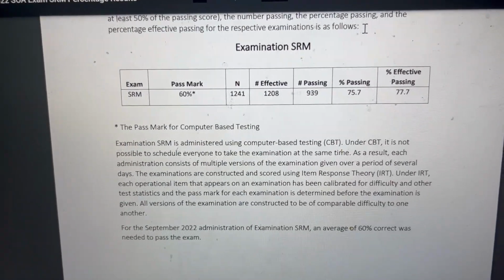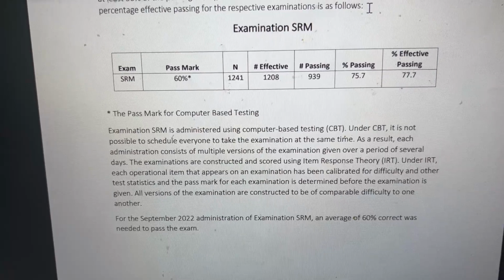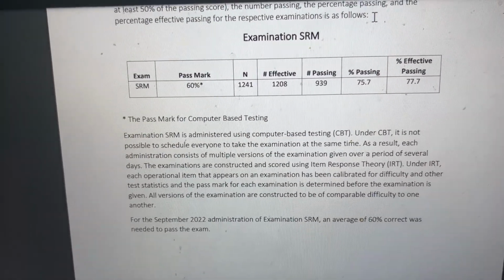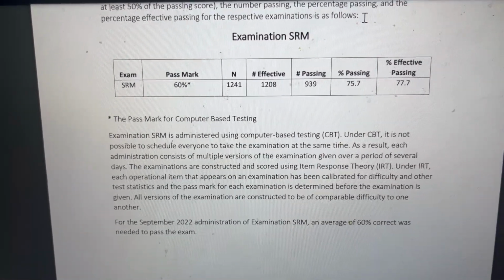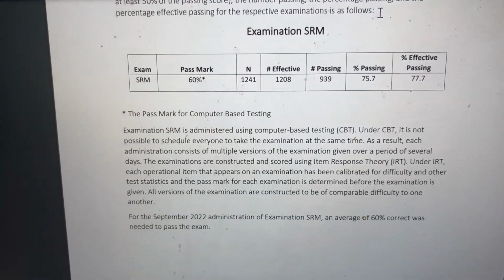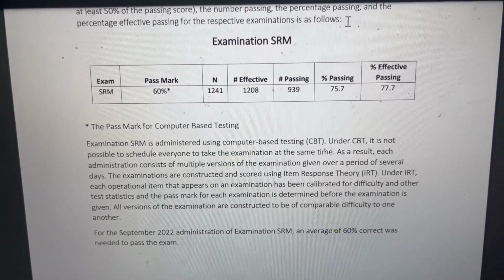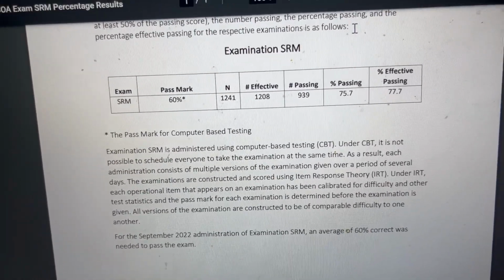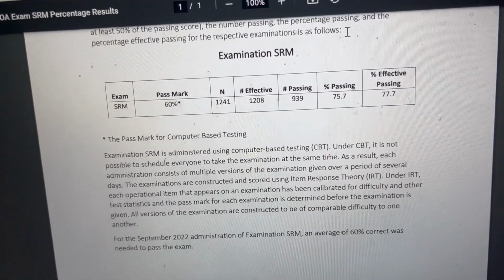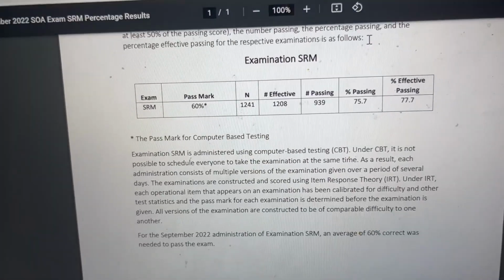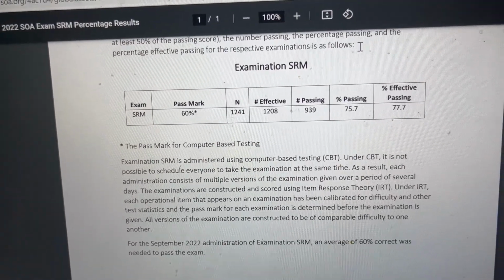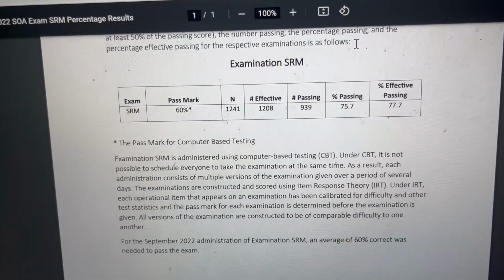Even as an exam itself compared to P and FM, I feel like SRM definitely is easier. But that doesn't mean that you can slack off when studying. I'm just letting you know this information as you prepare for your studies.